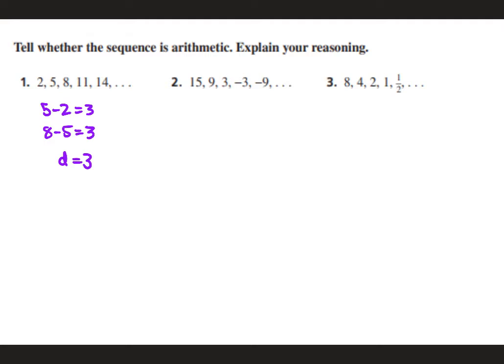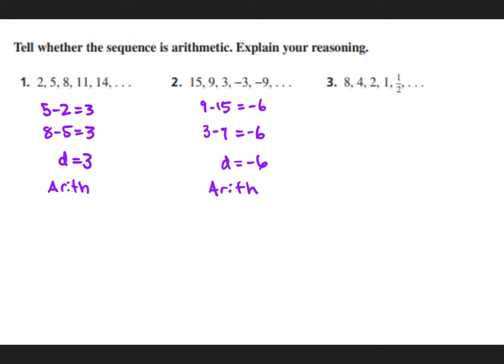The next one, we'll do the same idea. We'll go 9 minus 15, that'll be -6. And then we'll go 3 minus 9. That would be -6. And if you keep checking, -3 minus 3, -6 as well. -9 minus -3, -6 as well. They all differ by -6. So our difference is -6. So yes, arithmetic. Sorry, I should probably put that one here. This is arithmetic. This one's arithmetic.